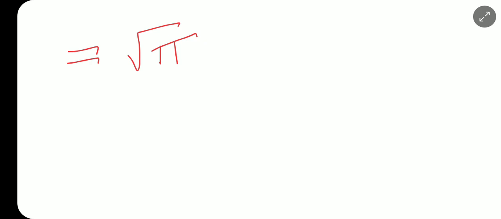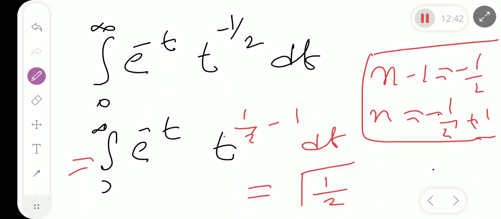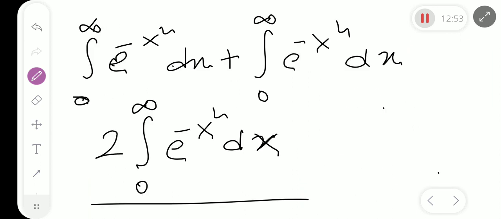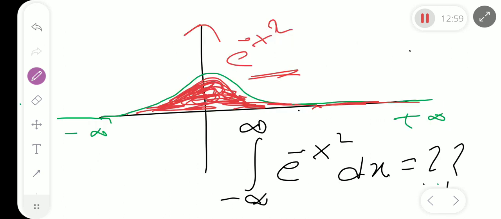So after integration, we get 0 to infinite e to the power minus t, t to the power n minus 1. This is one rough work I did here. So 0 to infinite e to the power minus t, t to the power half minus 1 is a form of one gamma function, so it will be equal to gamma half. So the area of this curve, e to the power minus x square, this whole curve from minus infinite to infinite, is equal to root pi.